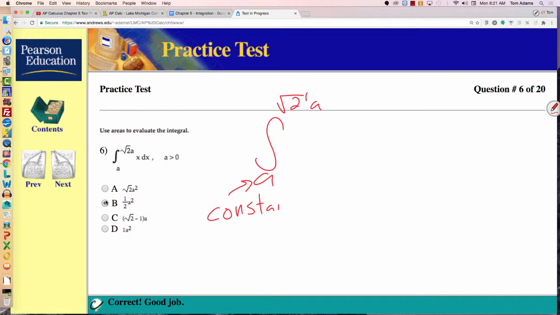Because a will not change mid-problem. I could change it and plug it in, but whatever value I set for a, it remains that value. And then this upper limit here, same thing, it's a constant. And basically I'm going to find the area under the curve of x dx.